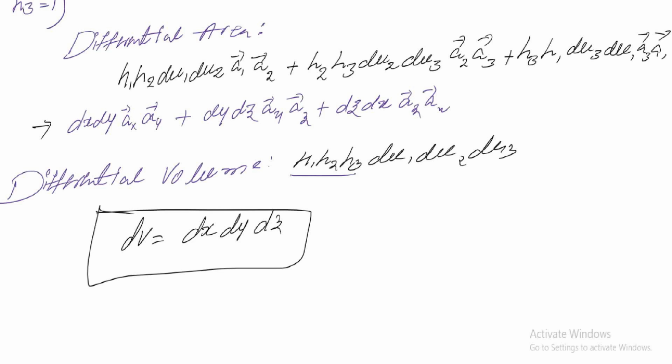So in the next class, we are going to see the differential area, differential length and differential volume for the cylindrical and spherical coordinate systems.